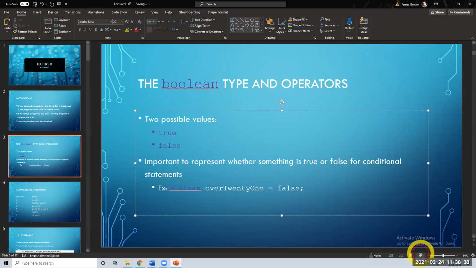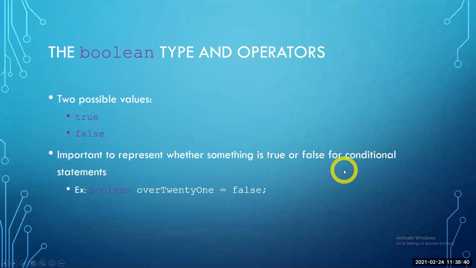Over 21, I imagine for most of you it's false, but for some of you it might be true. So over 21 equals false. It could be true for some of you. But for me, Boolean over 21 is true, right? But for some of you all, it's false.